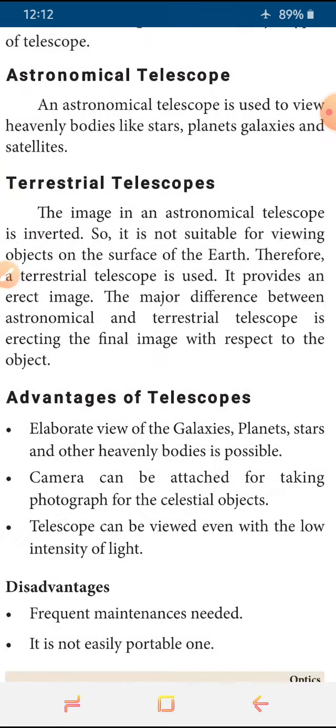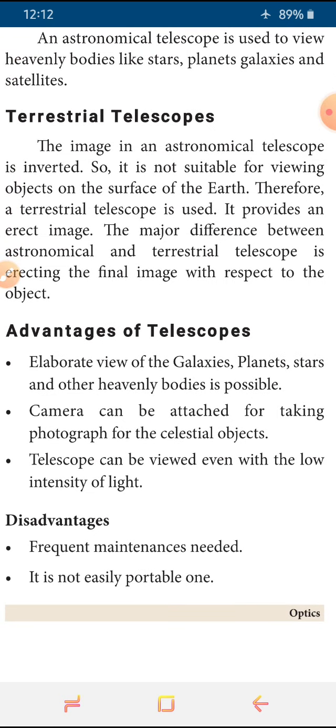Here some advantages are given. The first advantage is that the view of the galaxies is very clear, and it is magnified many times compared to seeing with our eyes, so we can see it very easily. A camera can be attached for taking photographs. If we require, celestial objects can be photographed with the help of cameras. And it is used to see distant objects even when the light is of low intensity. These are the main advantages of these telescopes.